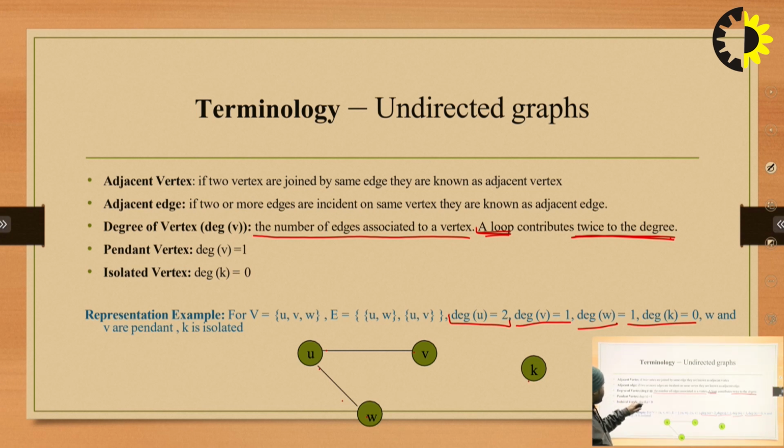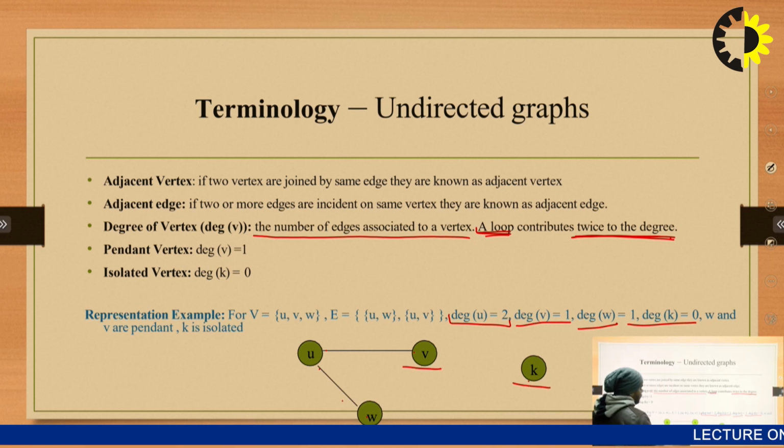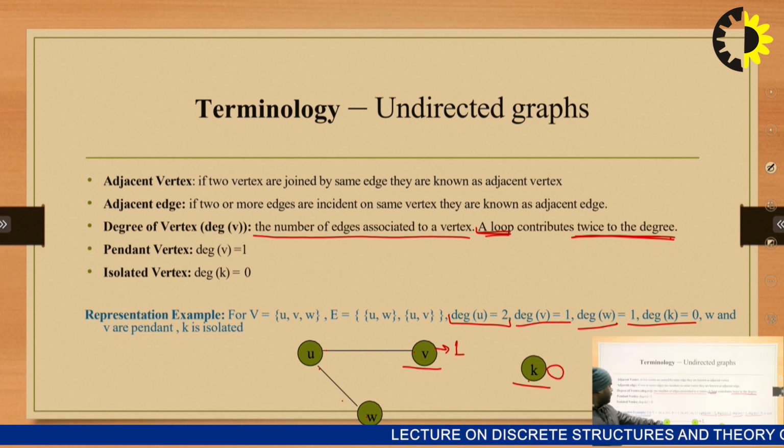Now a pendant vertex means the degree is 1, and an isolated vertex has degree 0. It means K is the isolated vertex, and V is the pendant vertex because its degree is 1, while K's degree is 0. So this is a pendant vertex, and this is the isolated vertex.